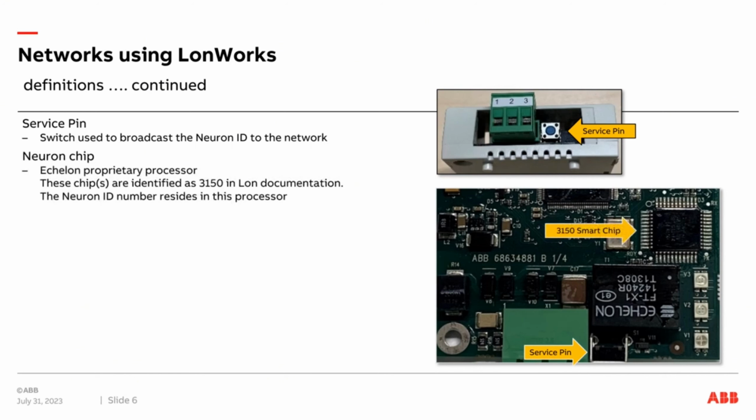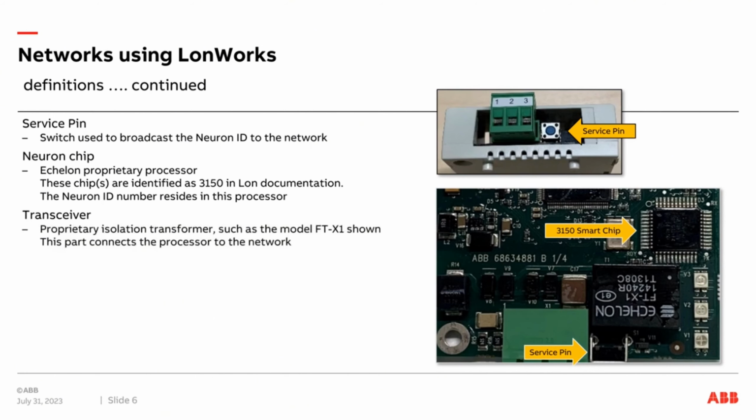The neuron chip. Yes, this is the Echelon proprietary processor. These chips are identified as 3150 smart chips in LAN documentation. And what's extremely important to know is that we talk about this neuron ID number. It's not really printed on the chip, but it is programmed in by Echelon as one in the world.